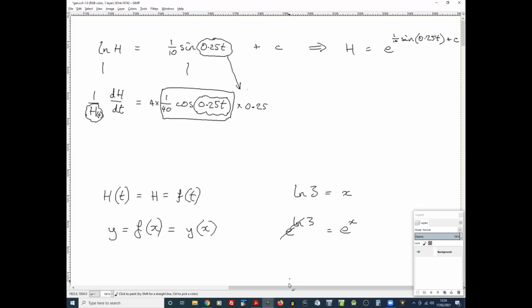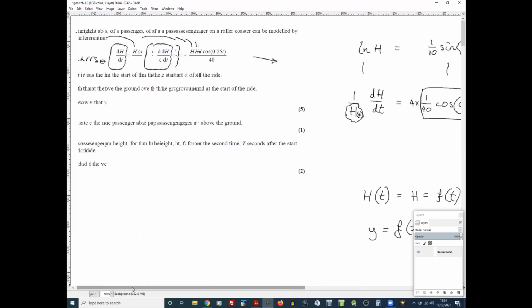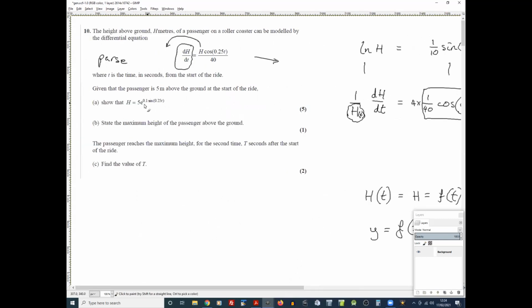Right, okay. Is that what they've got? It's a lot closer. We've got the 10th there. But they haven't got the plus c, but they have got a 5. What's happened? Why have they got 5? Can you see where they got it from? 5 meters above the ground at the start of the ride.